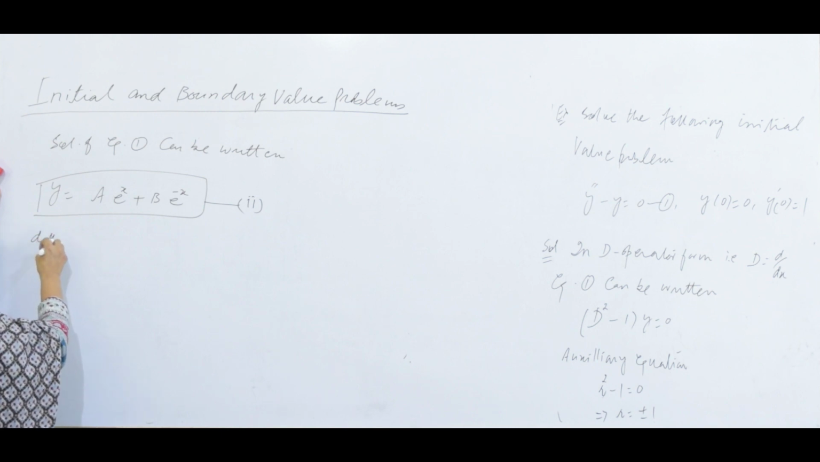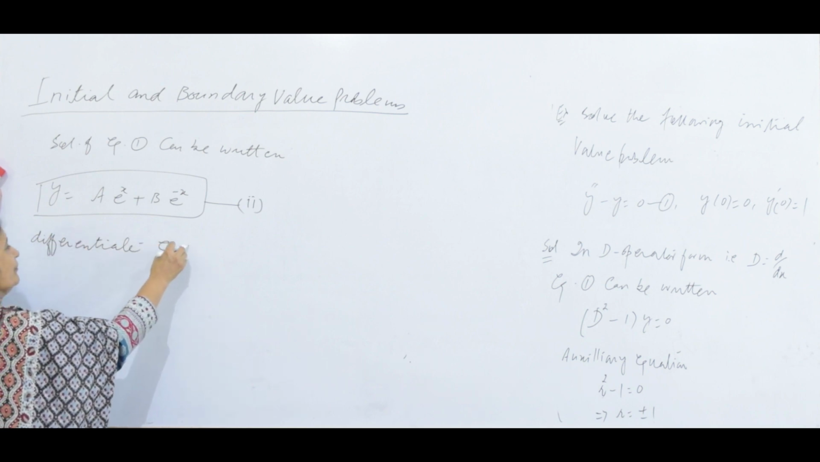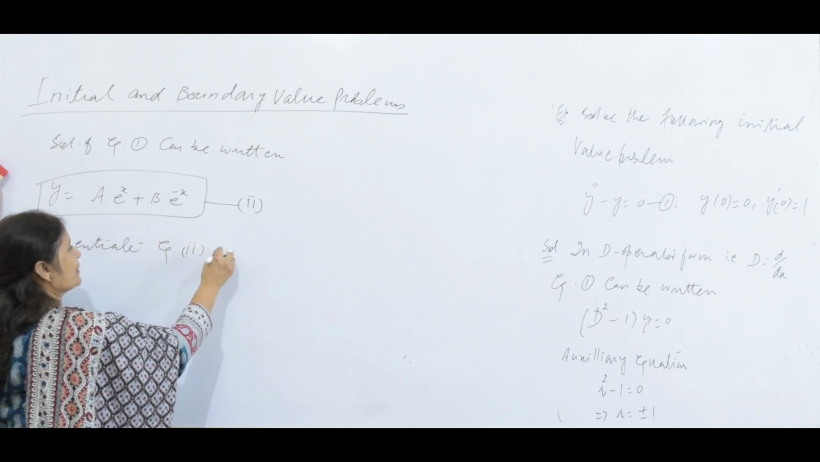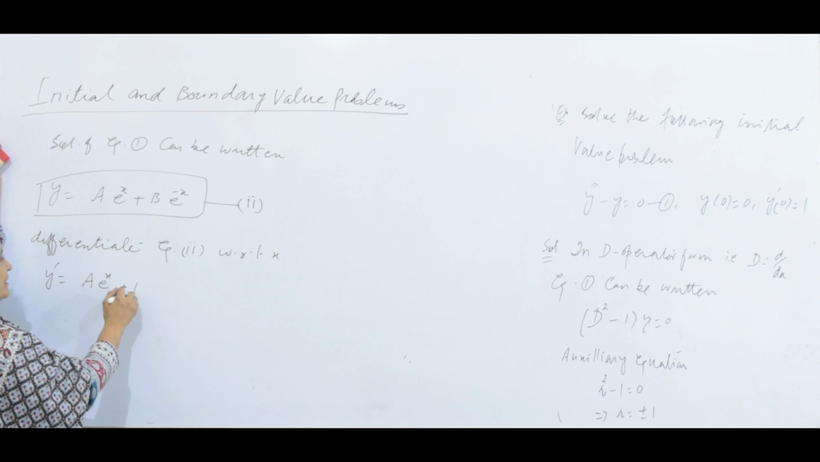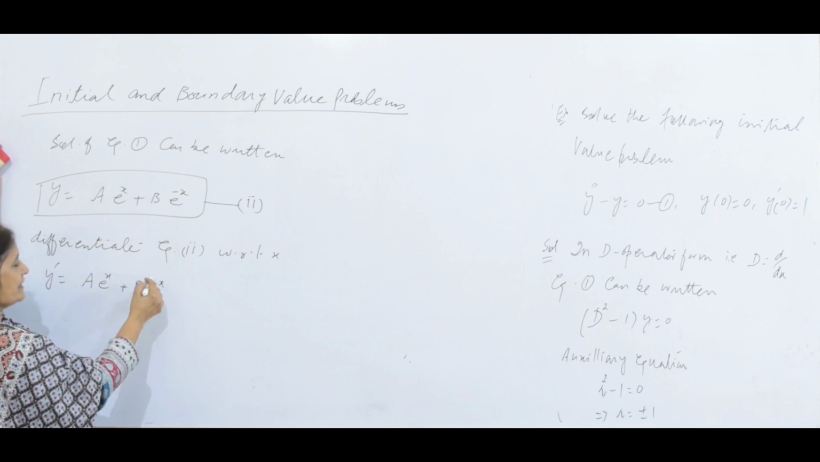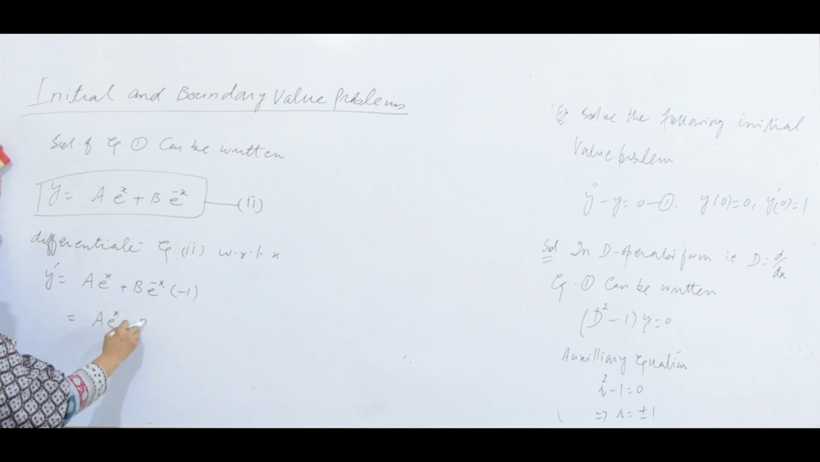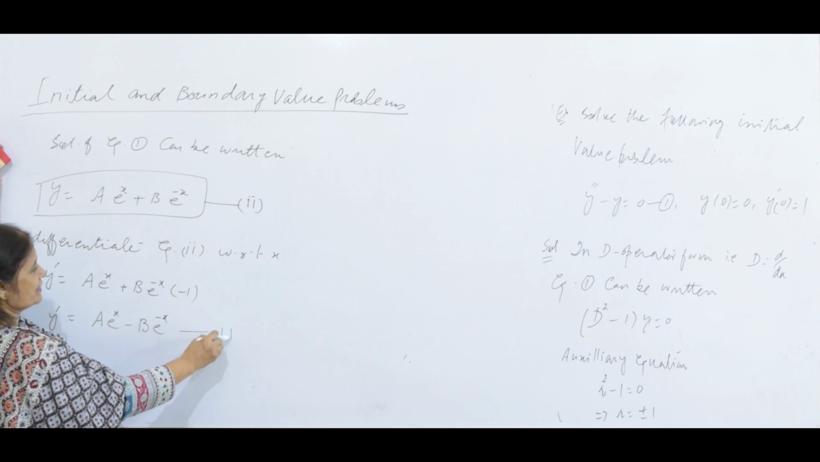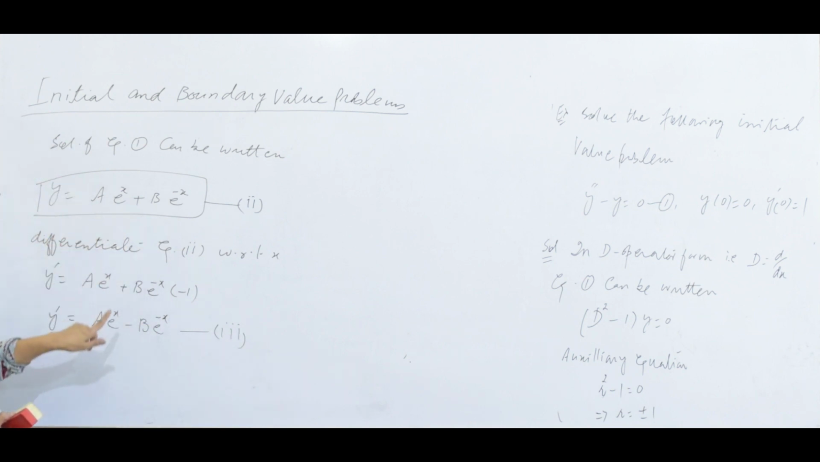Differentiate equation 2 with respect to x. So y dash is equal to A e to the x plus B e to the minus x, and the derivative of minus x is minus 1 there. So it is going to be simplified a little bit more: y prime is A e to the x minus B e to the minus x. Call it 3. So this is equation number 2 and this is 3.